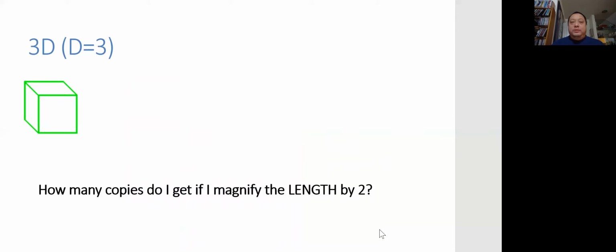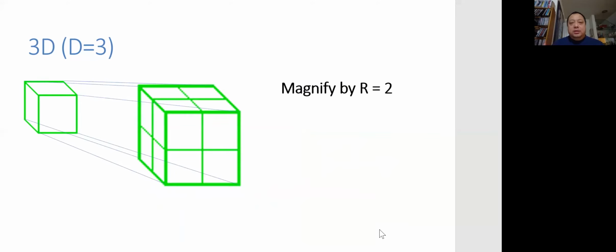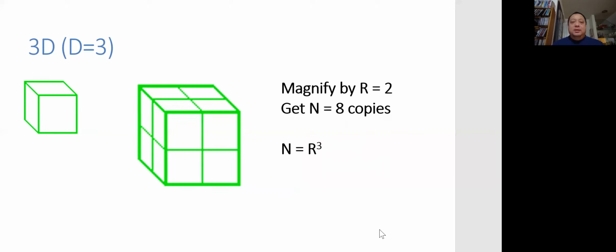3 dimensions now. I have a cube block. How many copies if I magnify the length by 2? I get a larger block where each side is multiplied by 2. It's a 2 by 2 by 2 block, so I have 8 copies in it. And I see that the relation is that n equals r cubed.